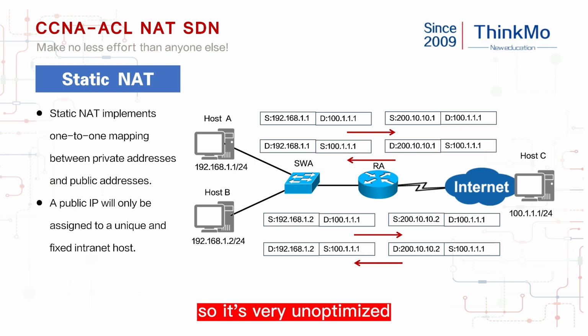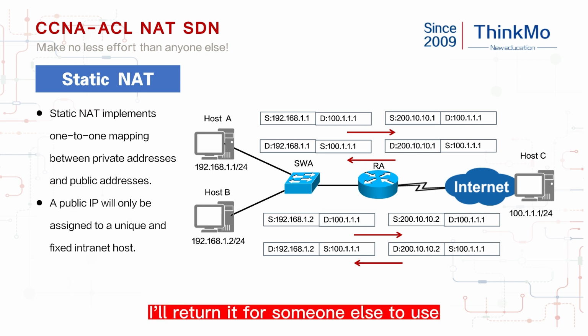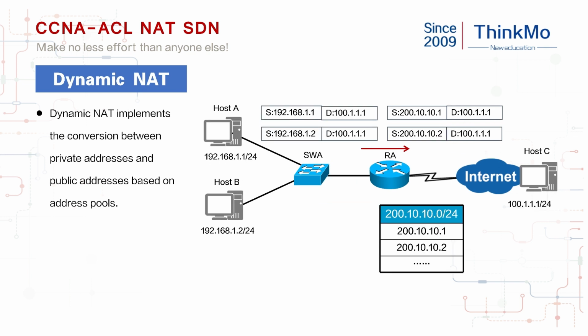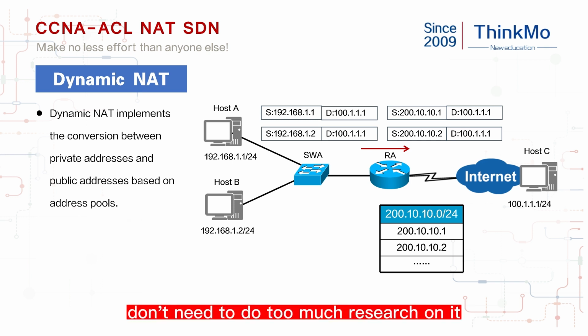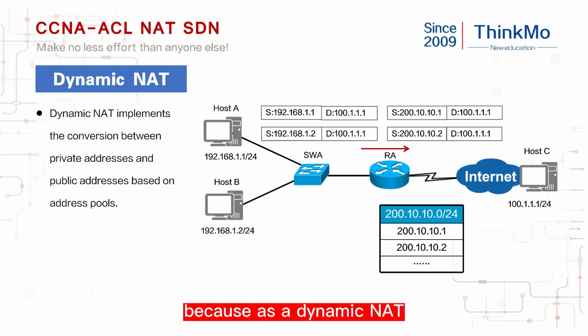So it's very unoptimized. So can we optimize static NAT now? For example, when I am doing data access, if I want to use this address, I will take it and use it. If I do not use this address, I'll return it for someone else to use. It's okay too. We have a method called dynamic NAT. But whether static or dynamic, we don't use this much. So let's take a brief look at its configuration. Don't need to do too much research on it. We don't use it in real life, because as a dynamic NAT, it will also have a release time.